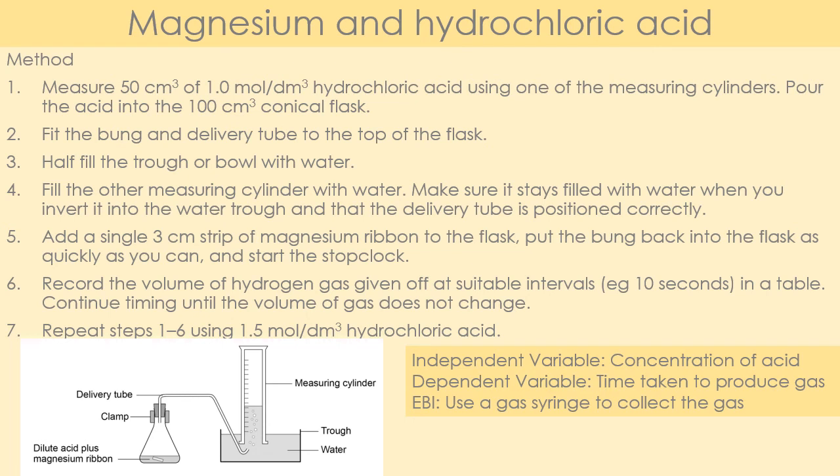Now our independent variable, the thing that we are changing, is the concentration of the acid. We're using 1 mole per decimetre cubed of acid and 1.5 moles per decimetre cubed. That 1 mole means that we've got 1 mole of acid in every decimetre cube. A decimetre cube is a litre. The 1.5 means we've got 1.5 moles per decimetre cubed or per litre, so we've got a bit more in there. Our dependent variable is the time taken to produce the gas, so we can then work out our rate of reaction from that. So please pause the video and note this down so that you know how to do this practical.